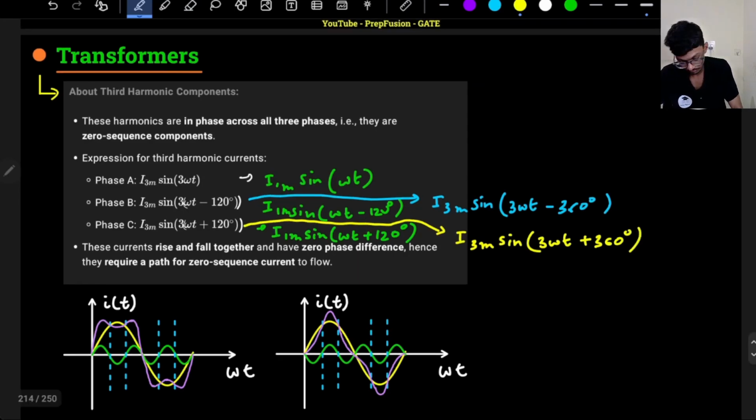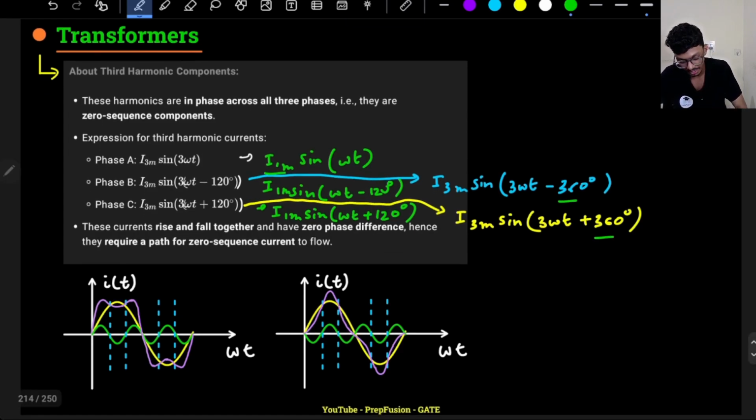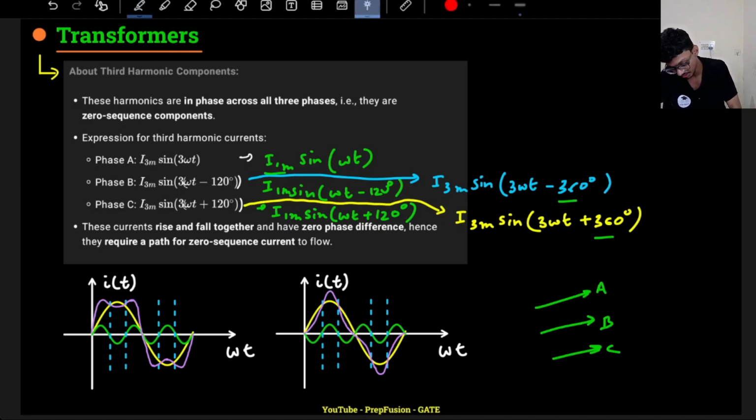Okay, so that basically means that there is no phase difference at all between the third harmonic currents. All of them are in the same phase. So this is my phase A, this is my phase B, this is my phase C, right? For third harmonic, I'm specifically talking about third harmonic. So all the third harmonic currents are in the same phase. That means they are also called zero sequence components.